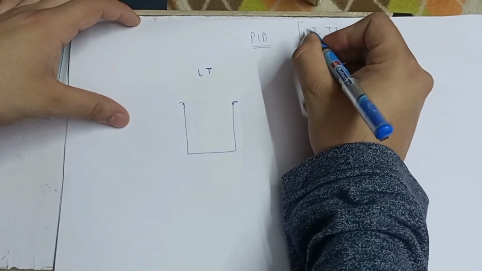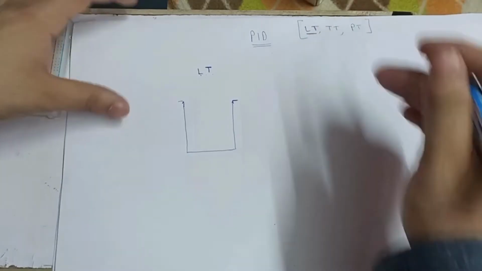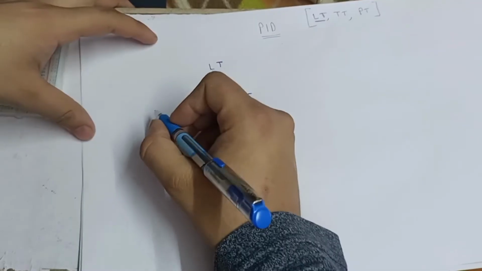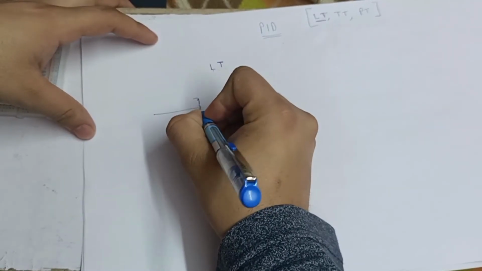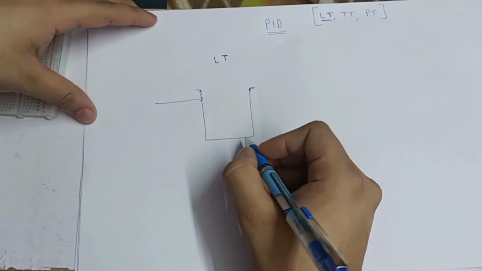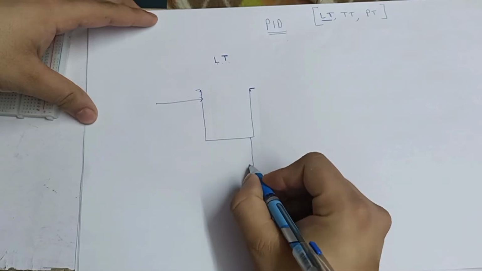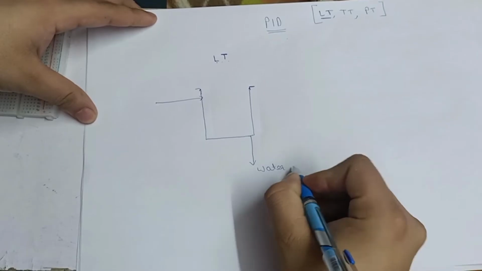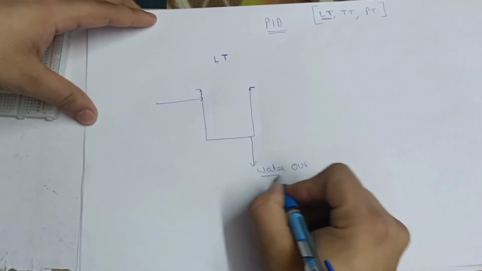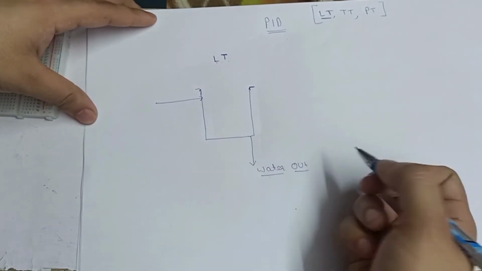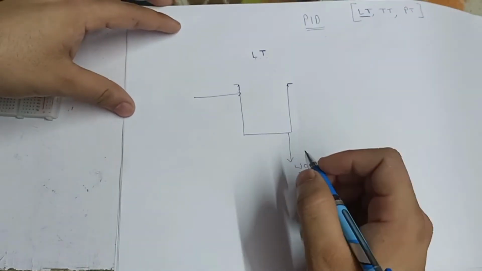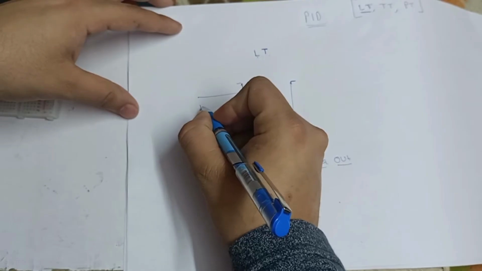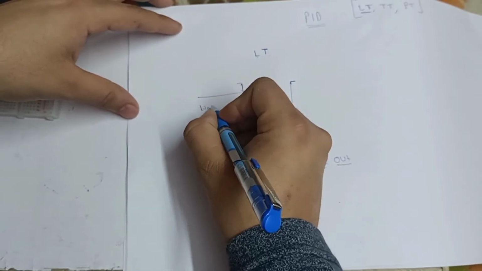We take the example of LT, level transducer. How can we control it with the help of PID? This is our tank, and this pipe is water in, and this is water out. Now I am entering here water out, or liquid out, as per your comment you can enter. Now I am entering here the inlet, say water in.